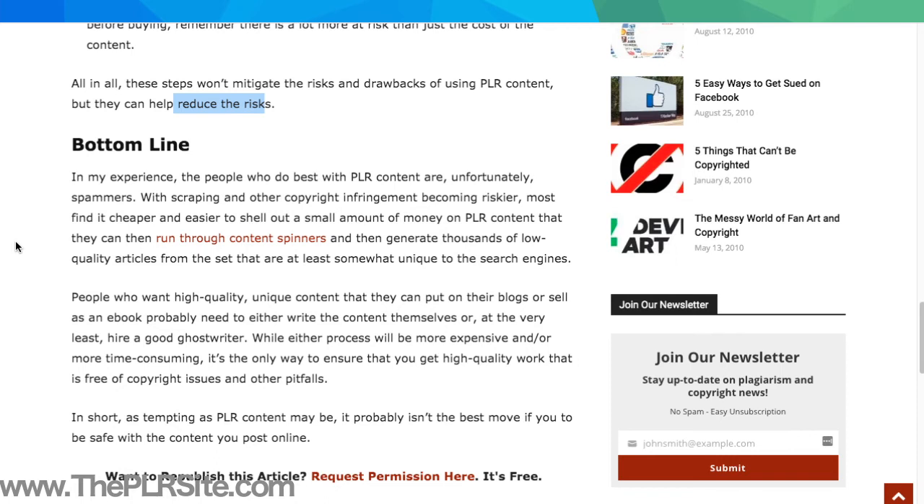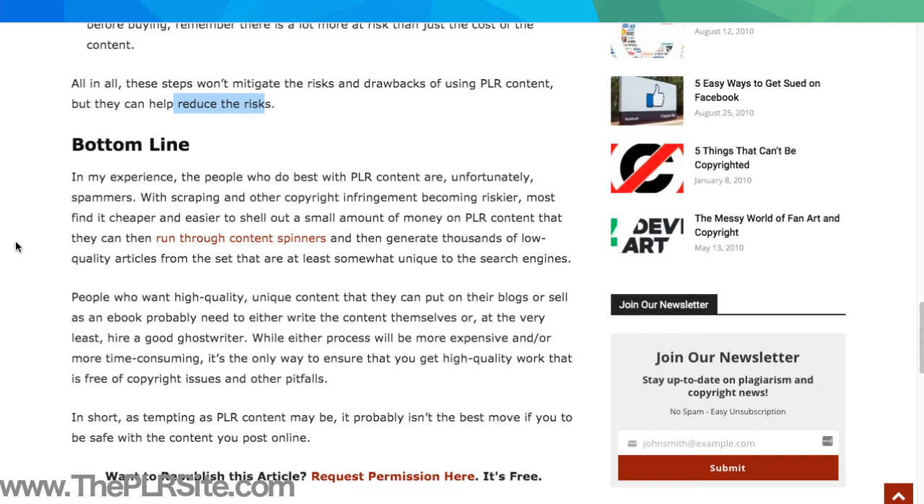the way the rhetoric that most people use around copyright is like stealing and all this stuff. You don't steal IP. You don't steal what someone has copyrighted. It's copyright infringement. Become riskier.